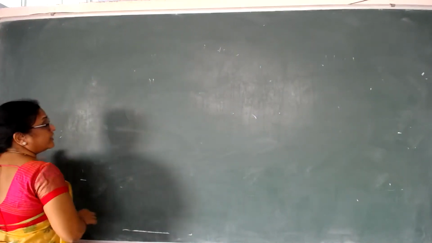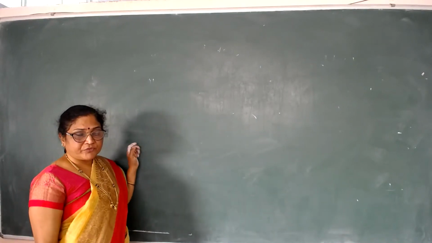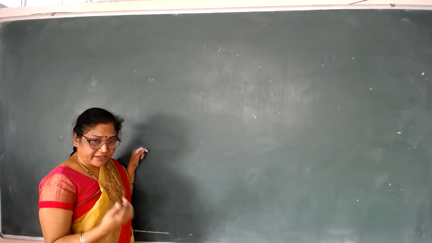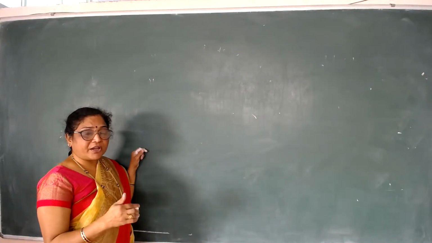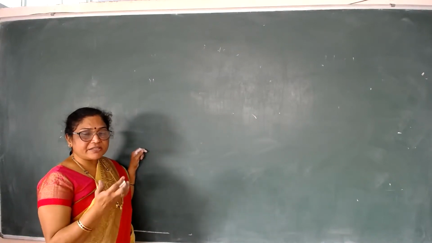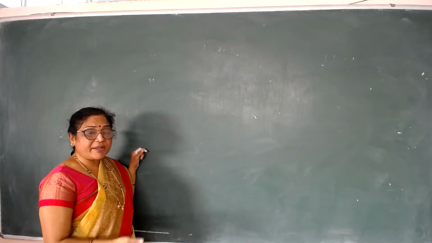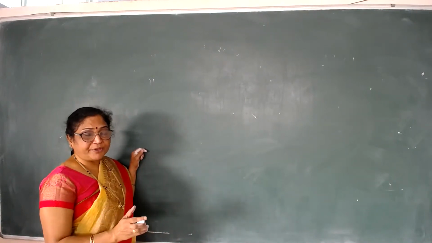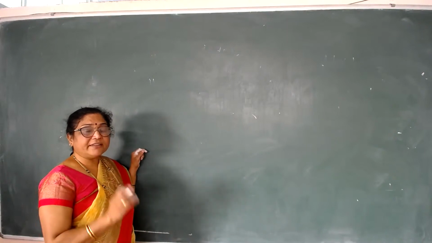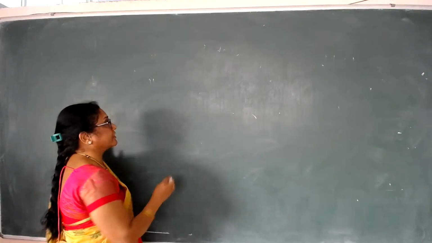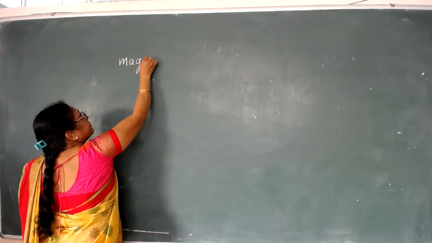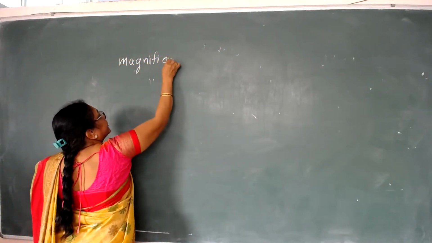Magnification means finding out what type of image is formed: whether the image is erect, magnified, or diminished. To explain that, we take the ratio of the height of the image to the height of the object, and that ratio is known as magnification. So what is the meaning of magnification, and what is the related formula?